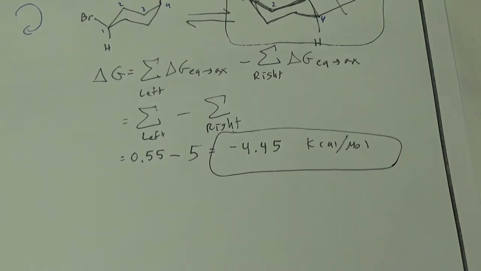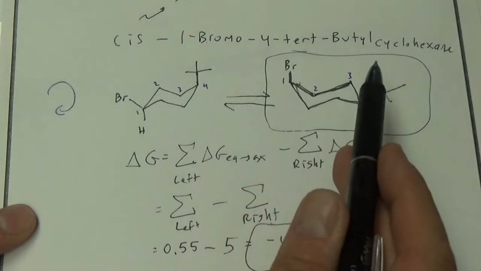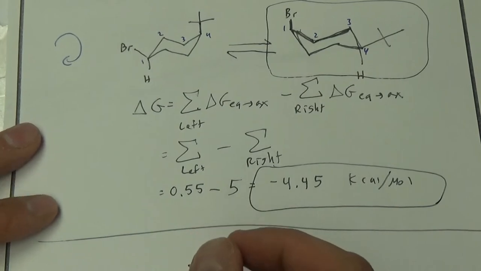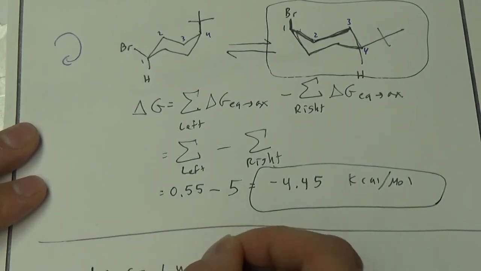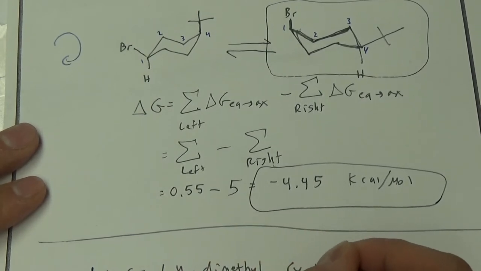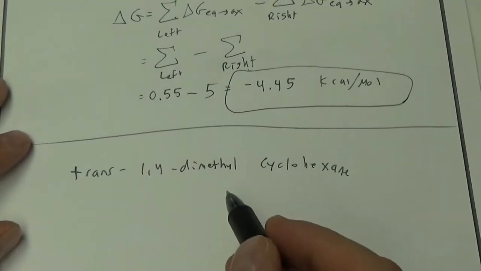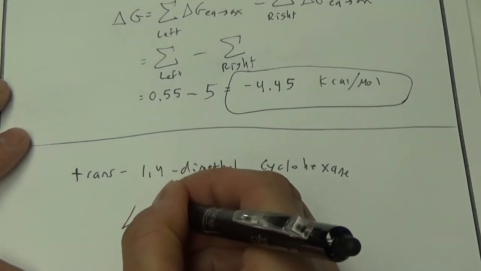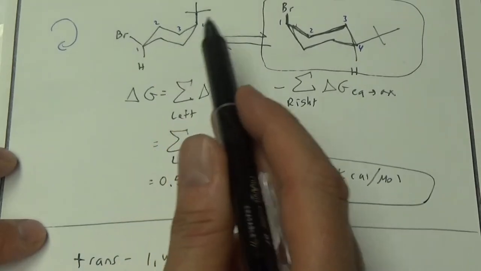How about, so this was cis-1-bromo-4-tert-butylcyclohexane. Let's try trans-1,4-dimethylcyclohexane. Trans-1,4-dimethylcyclohexane. So start with my chair, and we'll arrange it the same way. You just put stuff in the different corners.